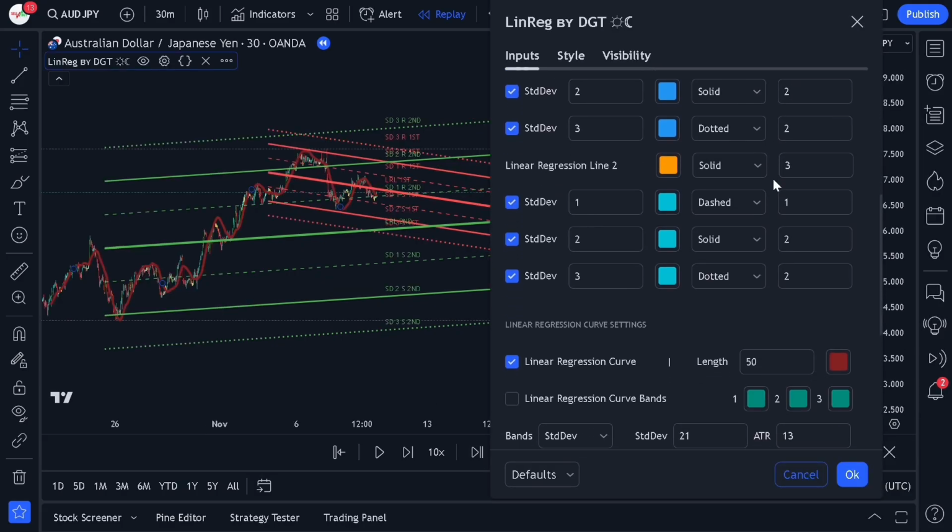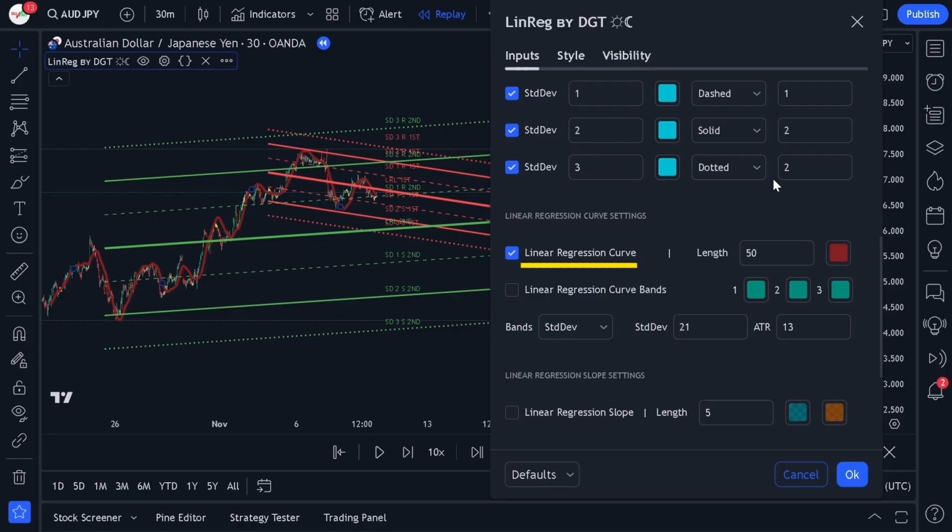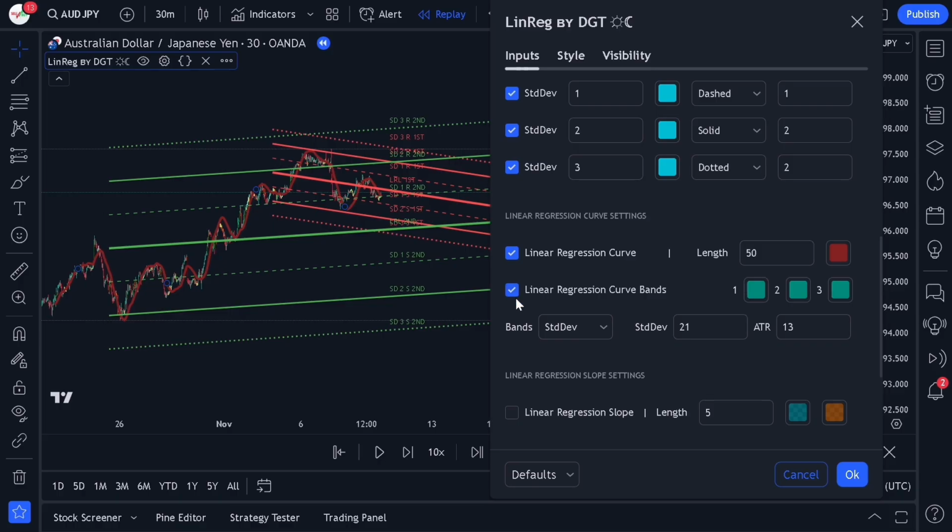If we continue down, we can see we have regression curve and regression bands. These can be enabled to provide an additional layer of confluence when trading mean reversion strategies. The regression curve can be adjusted by changing this value and can act as a trailing stop, while the bands can help further confirm the market is overextended.